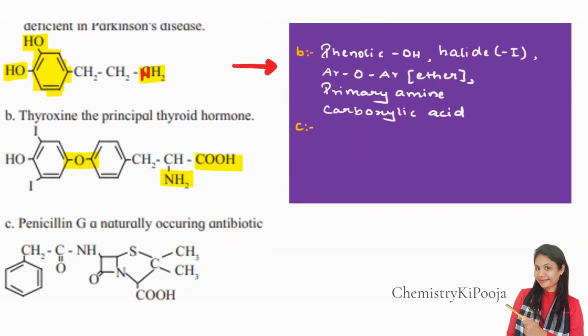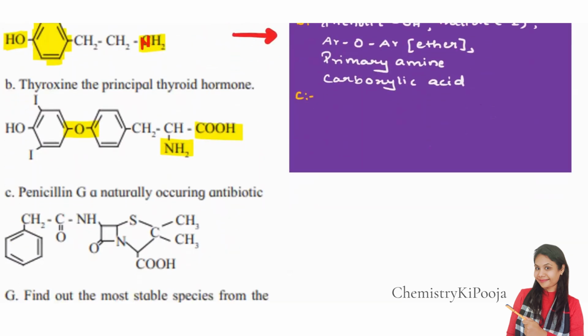Let us now talk about question number C. Penicillin G, a naturally occurring antibiotic. Let us have a look at the functional groups quickly. I can see there is a functional group CONH. NH2 is a primary amine, right? If only an NH group is present and it is attached to an alkyl or aliphatic group, we call it an amine. But the same NH group, if bonded to a carbonyl group, that is C double bond O, then it becomes an amide.